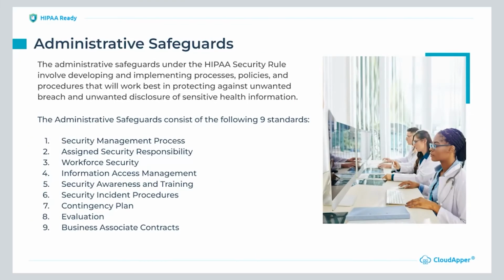Administrative safeguards. The administrative safeguards under the HIPAA security rule involve developing and implementing processes, policies, and procedures that will work best in protecting against unwanted breach and unwanted disclosure of sensitive health information. The administrative safeguards consist of the following 9 standards: security management process, assigned security responsibility, workforce security, information access management, security awareness and training, security incident procedures, contingency plan, evaluation, and business associate contracts.